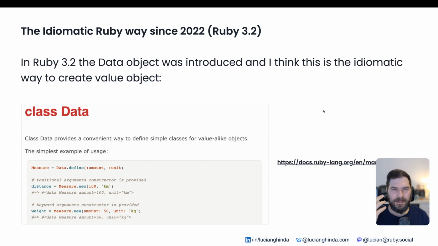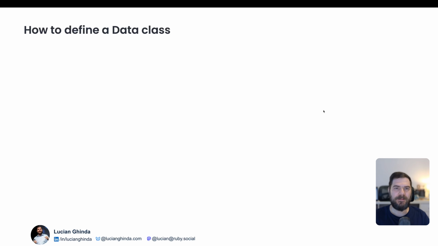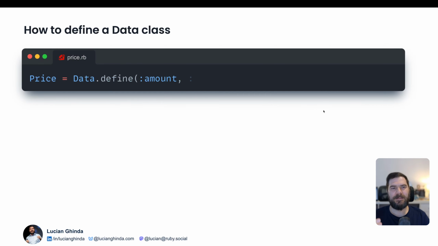Now, there is an idiomatic way in Ruby since 2022, and this is Ruby 3.2, where the Data object was introduced. Let me explain a bit about this. How do you define a Data object? You write it like this: Price equals Data.define and then a series of keys, which will be the attributes that are required when you instantiate this object. Mind you, all the attributes that you put here are required by default.